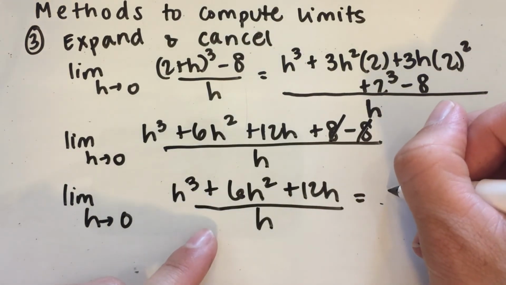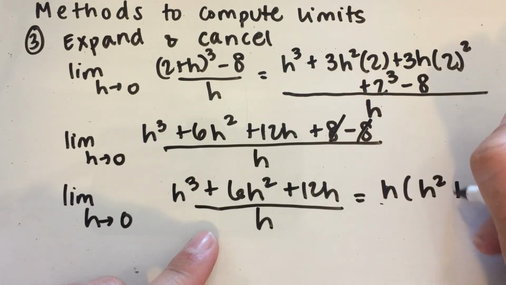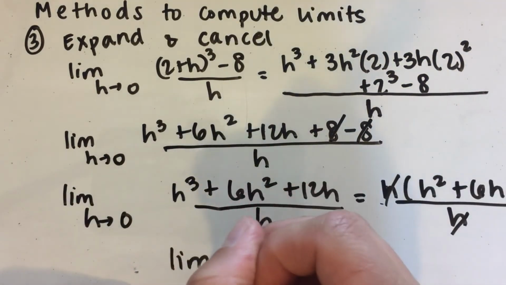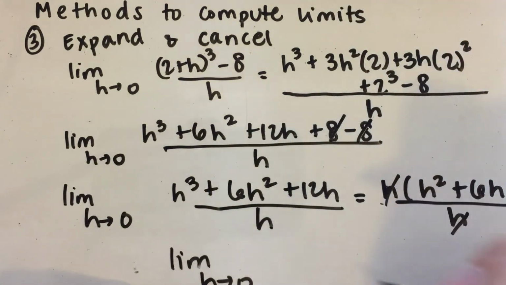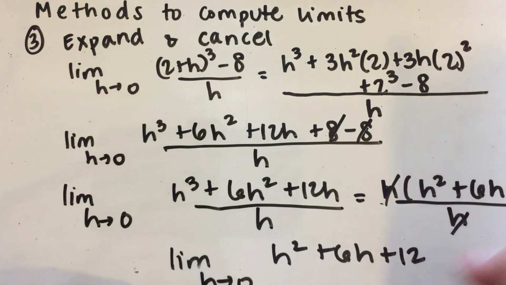Now I can factor out an h from the numerator. I'll get h times h squared plus 6h plus 12 divided by h. Cancel these out. Then I'll get the limit as h goes to 0 of h squared plus 6h plus 12. And now if I plug in h equals 0, I'm left with 12.